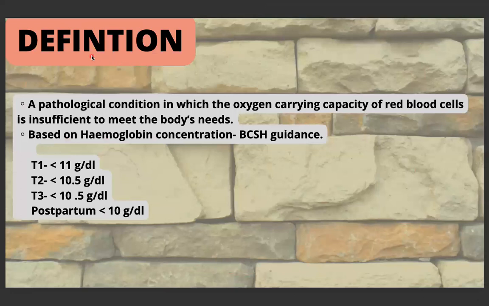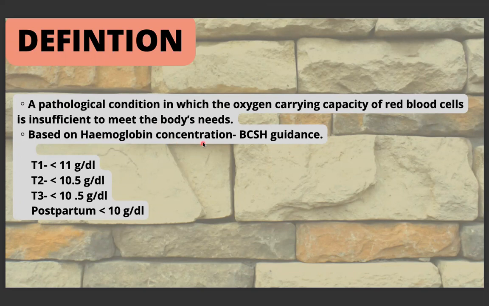So what is the definition of anemia in pregnancy? Anemia is a pathological condition in which the oxygen carrying capacity of red blood cells is insufficient to meet the body's need. That's why most of the women with anemia will have shortness of breath and dizziness because of less oxygen carrying capacity of red blood cells.